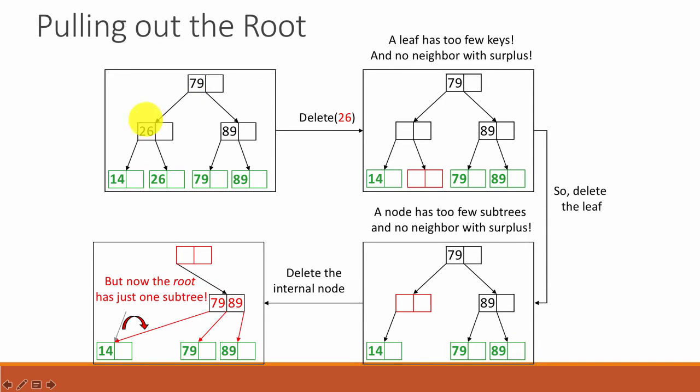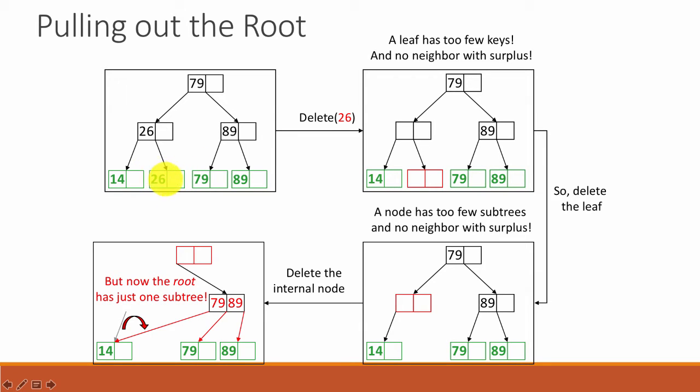Let's say this is our B tree. Once again, this is a perfectly acceptable B tree. We have all of our nodes at least half full. We would say we want to delete a 26. So we start here, 26 is smaller than 79. We go in here, 26 is equal to 26, so we go over here. We want to delete this 26.